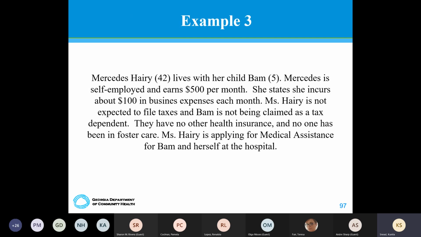So from there, can somebody tell me what type of household is this? Is this a tax filer household or a non-filer household? Non-tax filer. Thank you so much. That is correct. This is a non-tax filer household. They have no other health insurance. No one has been in foster care. Ms. Harris is applying for medical assistance for Bam and herself at the hospital.